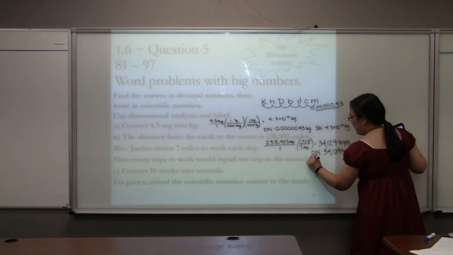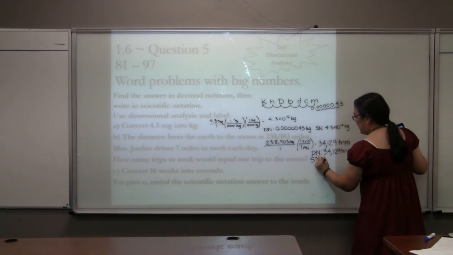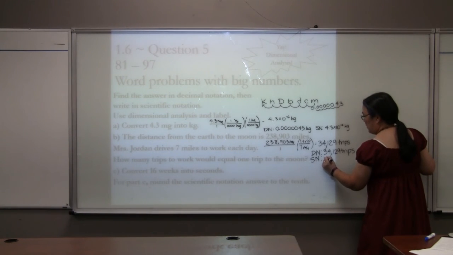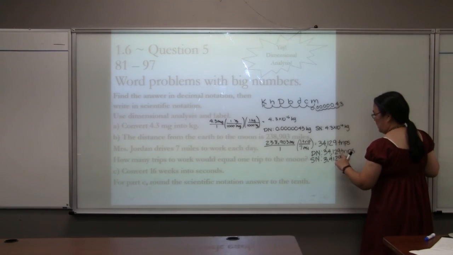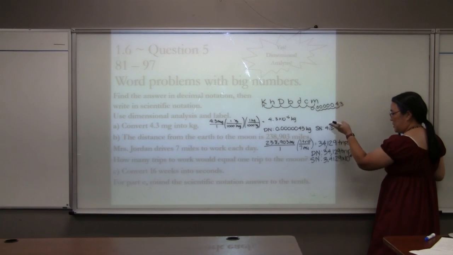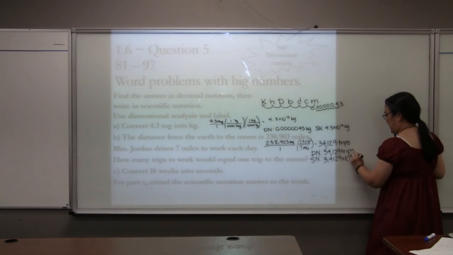And then our scientific notation. The decimal would have to go after the first number. We get 3.4129 times 10 to the, it moved over 4 places, 4. It is a large number, larger than 1, so positive, and then trips.